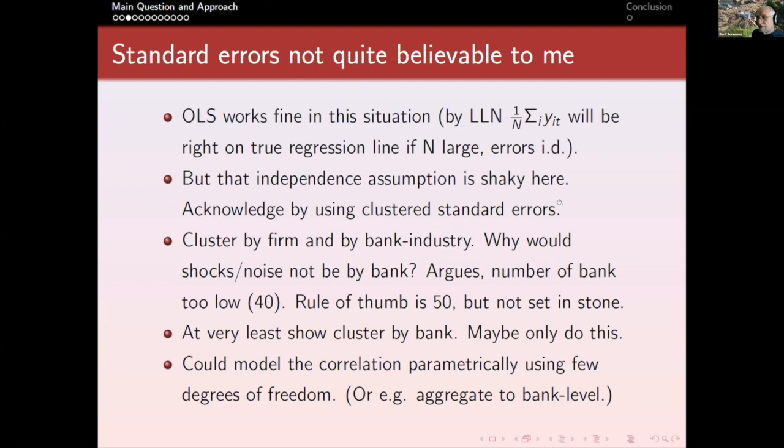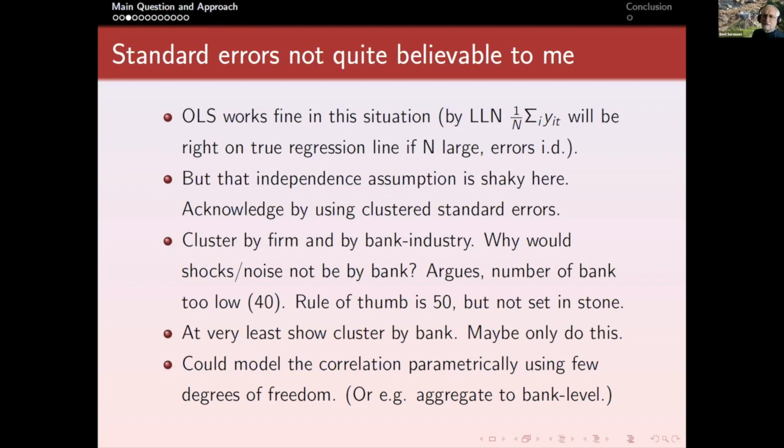Of course, maybe we should cluster across everything, but what's sort of reasonable is to cluster by firm and by bank, right? So you would assume we have two parties, there's some shock, some noise, whatever, at the firm level and at the bank level. But that's not what the authors do. They assume that the shocks in bank lending to one industry are independent of the shocks to bank lending to another industry. And that worries me a bit.